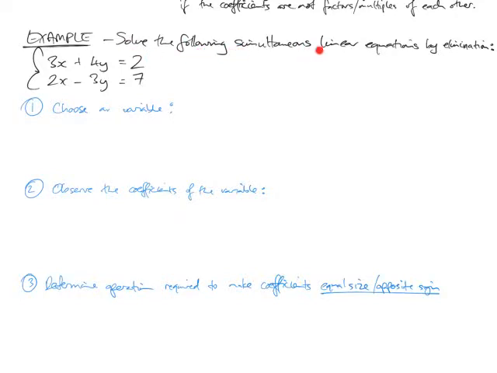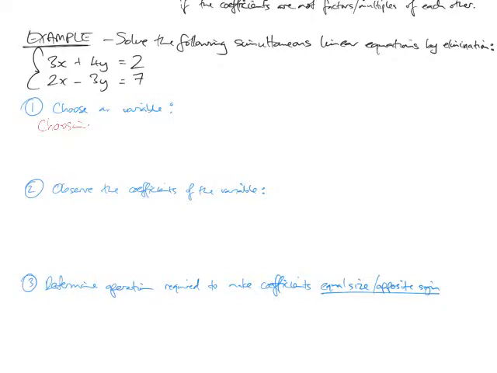Example, let's solve the following simultaneous linear equations by elimination. Why would I do it by elimination? Because they're both provided in general form, and I'd rather not be drawing the graph today, and maybe the graph would be on fractions of points rather than on nice even points, so I'd rather just solve it by elimination. So what am I going to do? Step 1, choose a variable.